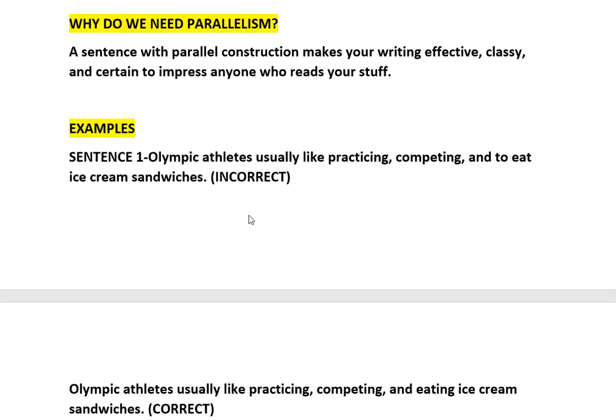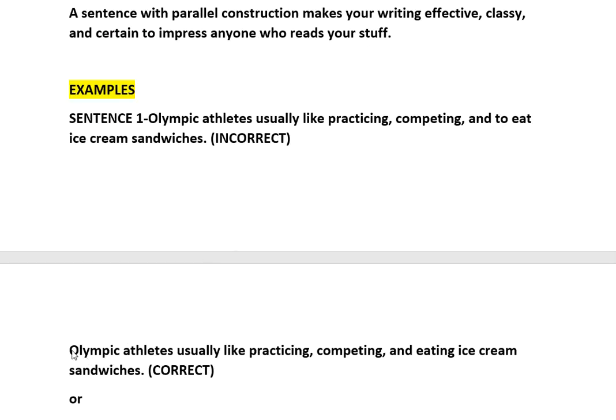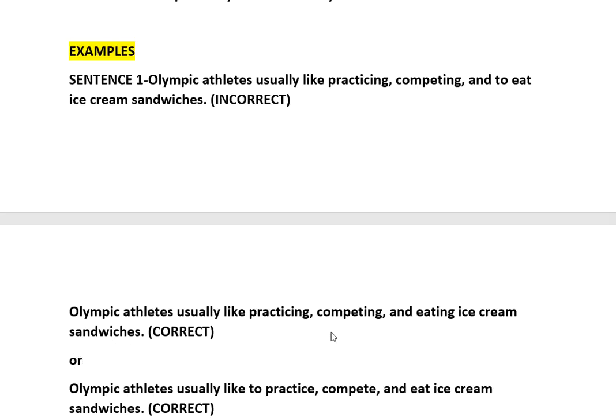Why? I'll explain. See, this one is the correct structure. Olympic athletes usually like practicing, competing, and eating ice cream sandwiches. Or we can also say Olympic athletes usually like to practice, compete, and eat ice cream sandwiches. So, where exactly does the difference lie? Now, in the first sentence, you can see practicing and competing are gerunds. So, what are gerunds? Gerunds are basically verbs functioning as nouns. Fine. And here, to eat is an infinitive.